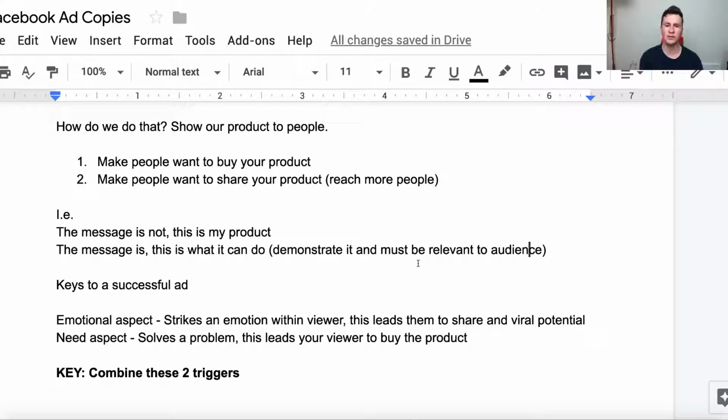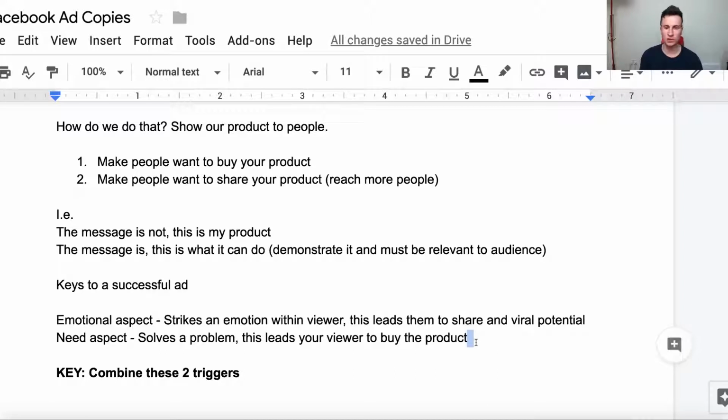If you can get your ad to go viral, then you can switch off all your ads, and simply by people sharing it, like a domino effect, will be enough to push it around the internet without having to pay for it. And number two, which is the easiest thing to do, is to create a need and actually solve a problem. And this leads your viewer to actually buy the product.